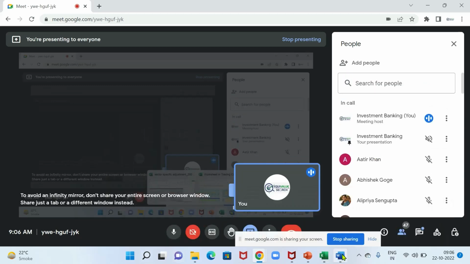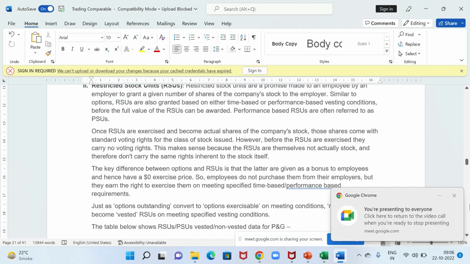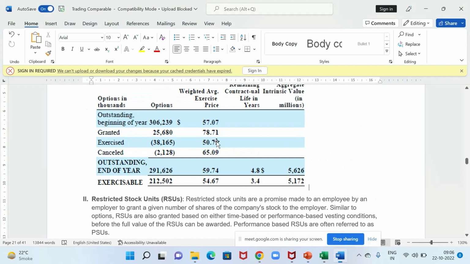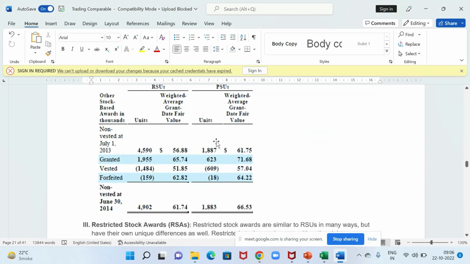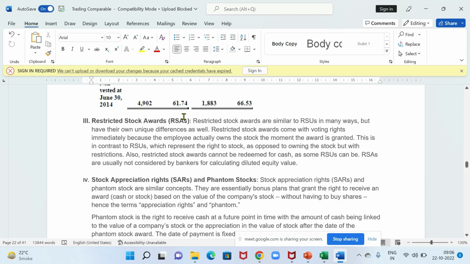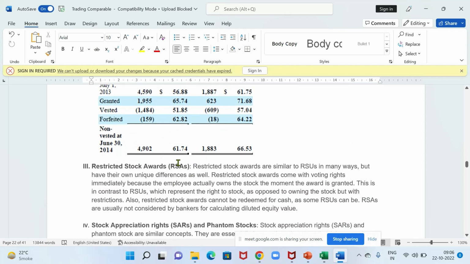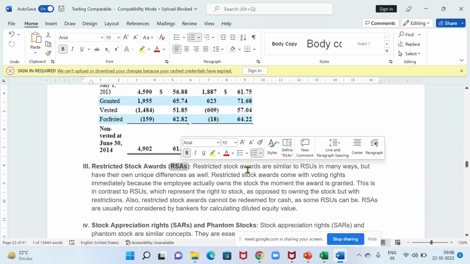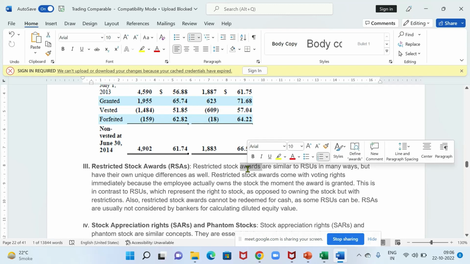Now coming back, there will be another class which will be restricted stock awards, performance stock awards. Remember, we don't need to include awards. Why? Because awards have already been issued and are a part of my outstanding shares. Just understand simply as that. I don't want to confuse you right now with too many jargons.